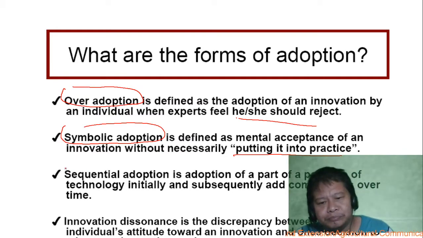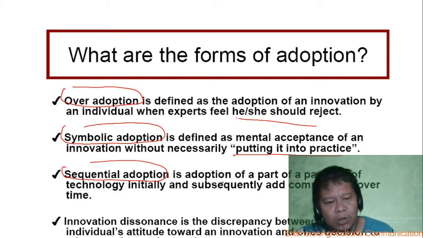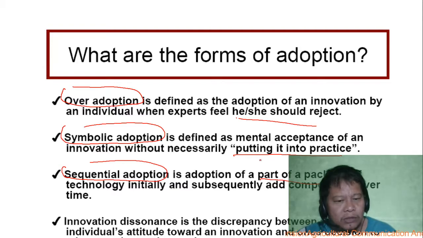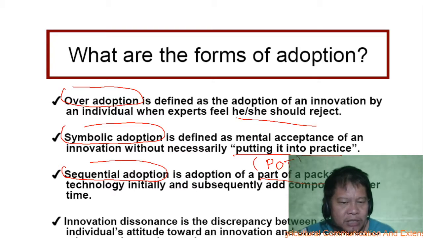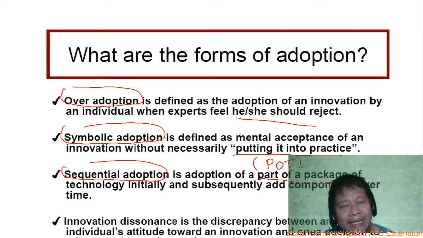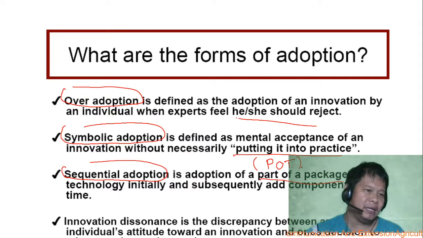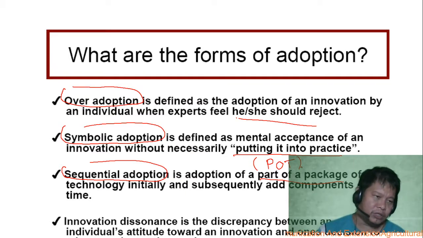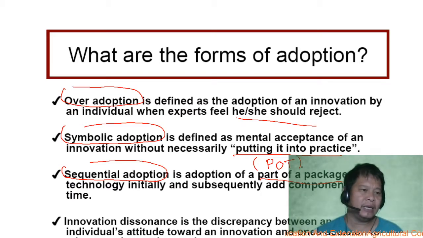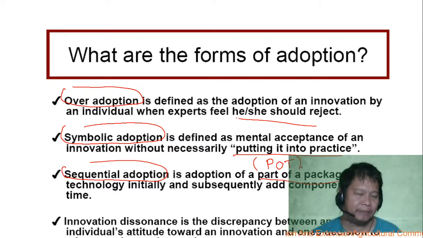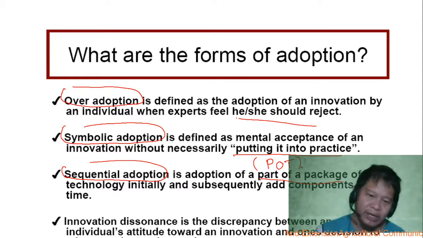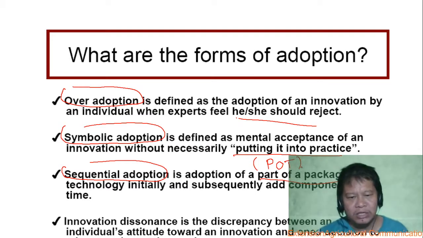Sequential adoption is a process involving a package of technology. Commonly it is called a package of technologies, or POT. When you see POT, it means package of technology. For example, in banana production there is a package of technology: technology for fertilizing, for pest control, for ripening, and for processing banana into candy. That is a package of technology. Sequential adoption is adopting a part of a package of technology initially and subsequently adding components over time.